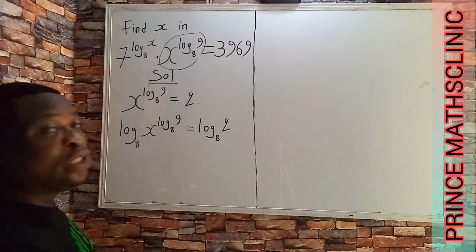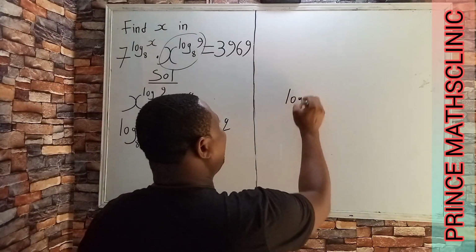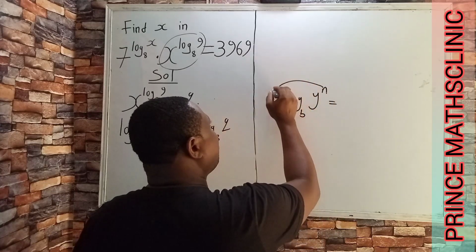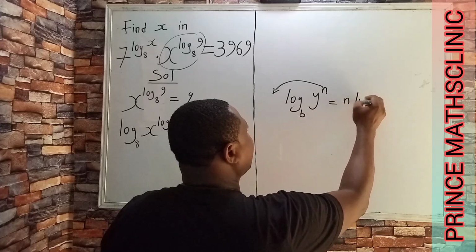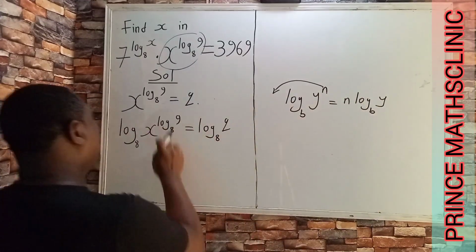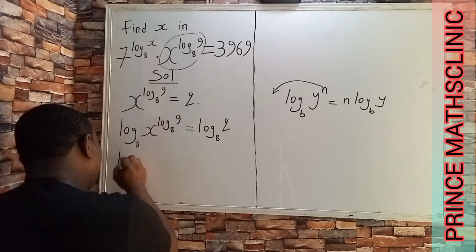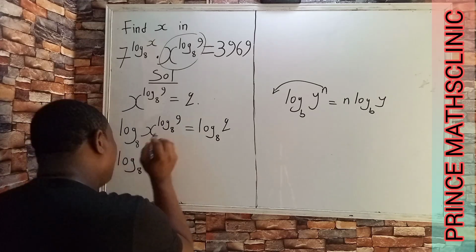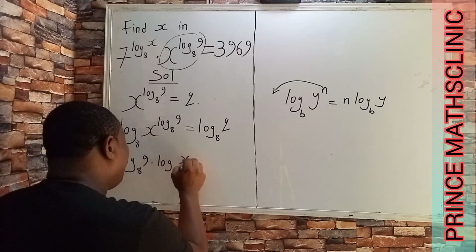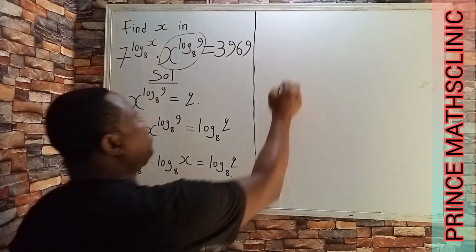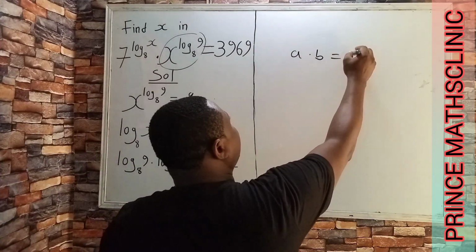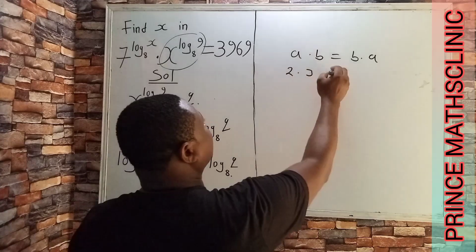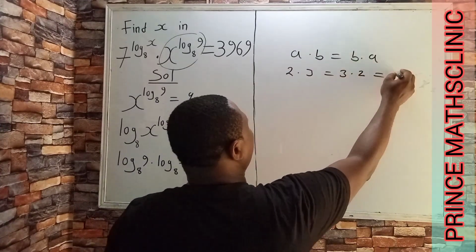Good. Now, from this law of logarithm that says if I have log of y to the power of n base b, the power here multiplies the log, becomes what? n log y base b. I'm going to apply it here and it's going to look like this: log of 9 base 8 multiplied by log of x base 8. We know that if I have a multiplied by b, is the same thing as b multiplied by a. So it means 2 times 3 is the same as 3 times 2.